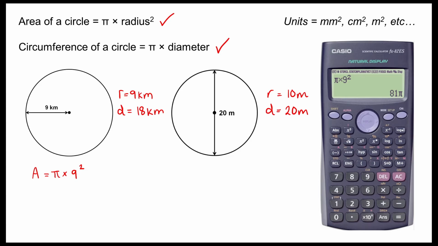Now usually you're going to be asked to leave it to a number of decimal places or significant figures. In this example, I'm going to press my SD button to get it as a decimal and write it to one decimal place. So that means that my area is equal to 254.5. My units are kilometres, and because it's an area, I get kilometres squared.